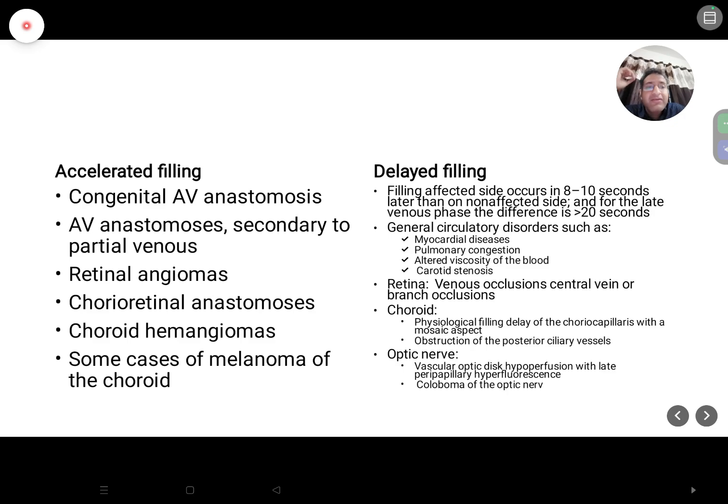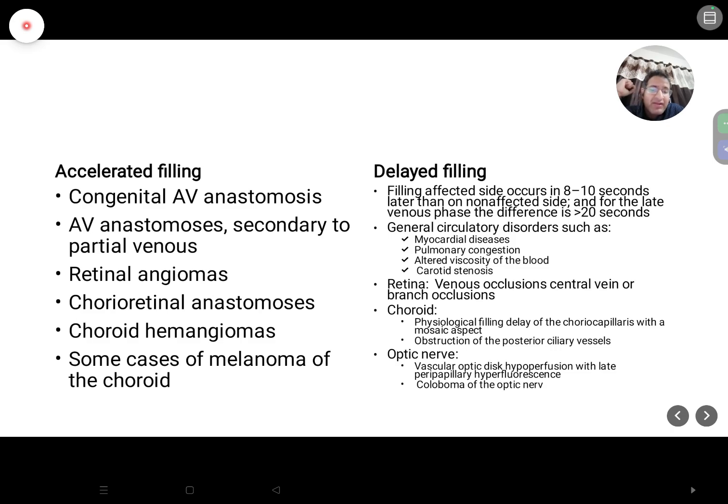The next thing is delayed filling of the dye. What is the definition of delayed filling? In the affected eye, the filling will occur 8 to 10 seconds later than in the non-affected eye, and for the late venous phase, this difference becomes more than 20 seconds. Then we label it as delayed filling, and this occurs in general circulatory disorders such as myocardial diseases, pulmonary congestion, altered viscosity of the blood, and carotid stenosis.